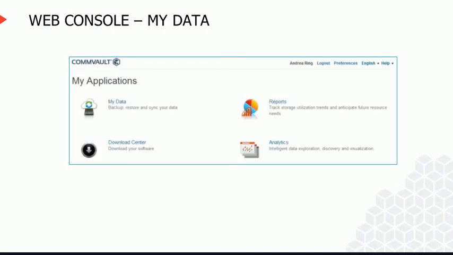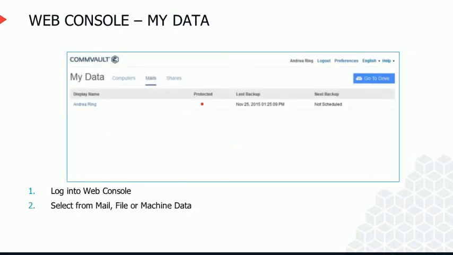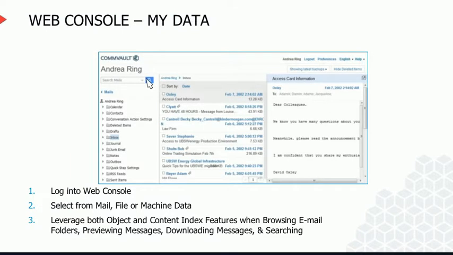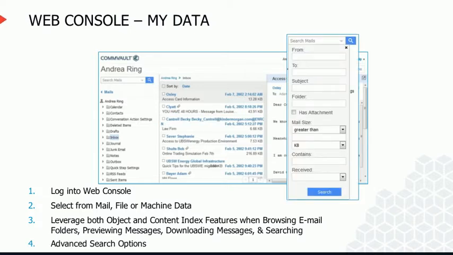The basic process for accessing protected and archived data from the web console is as follows. First, the user will log into the web console. Then select from either their mail, file, or machine data. The user will be presented with this interface, which will likely be very familiar to most. Within the web console, users are afforded advanced search capabilities such as those depicted here.